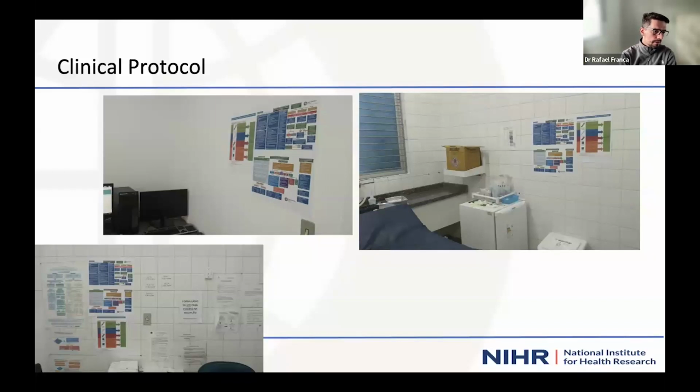We can see this protocol was printed and stuck on the walls of the hospitals. There are different rooms in the hospitals, but we can see that the clinicians were aware of the protocol. These include not only the clinical, but the laboratory, which is a more complicated, more detailed protocol. In the previous slide, I just showed a brief version of the protocol, but we included laboratory protocols as well. But this was very well accepted by the clinicians, and they started to use the protocol right away.